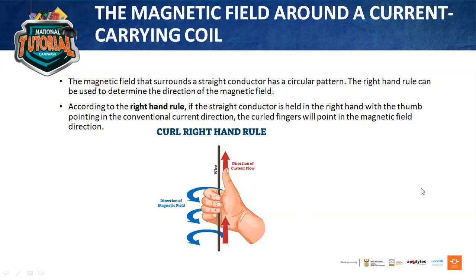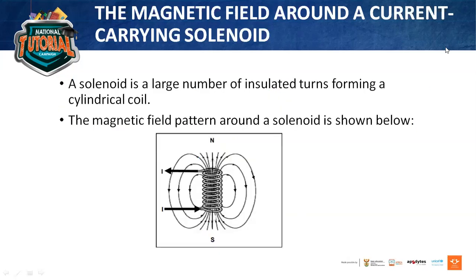So yeah, this is how it is. So now we're going to move to magnetic field around a current carrying solenoid. Okay guys, I'm encouraging you, if you're getting stuck, just let me know and we can go back and see how we work it out. Okay, so a solenoid is a number of insulated turns forming a cylindrical coil. So that's what a solenoid is. You always need to know what a solenoid is because you use it a lot, and it can also be asked to you in a test.